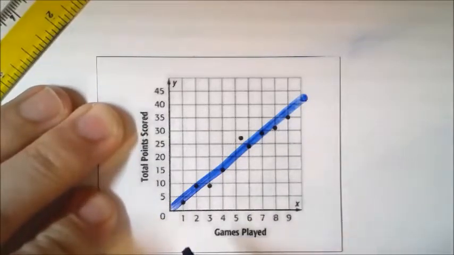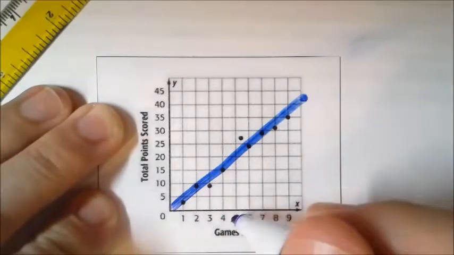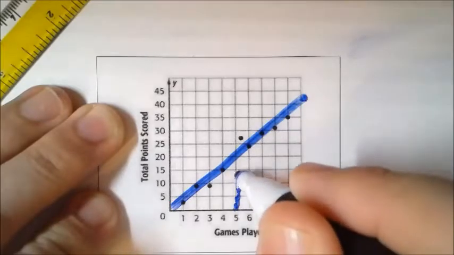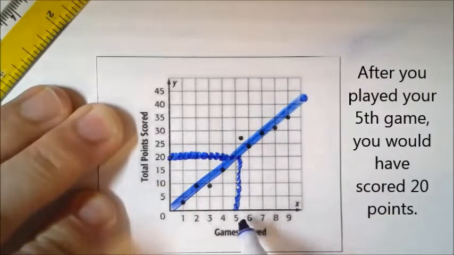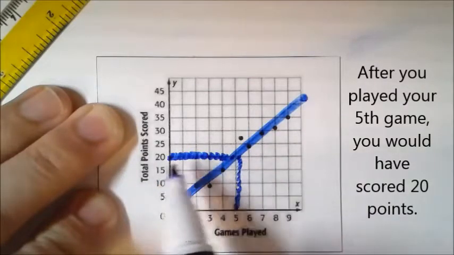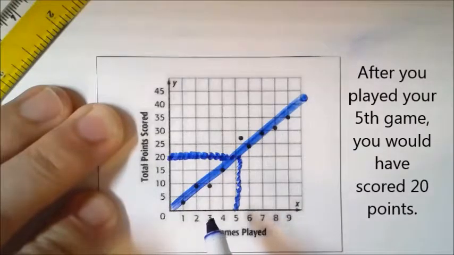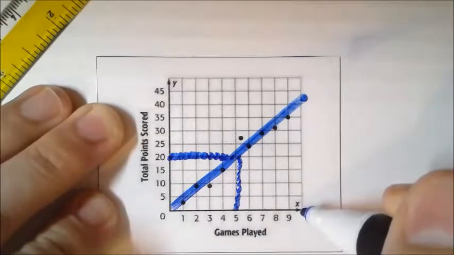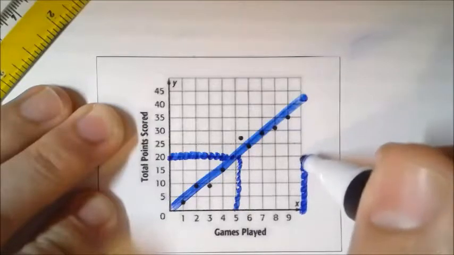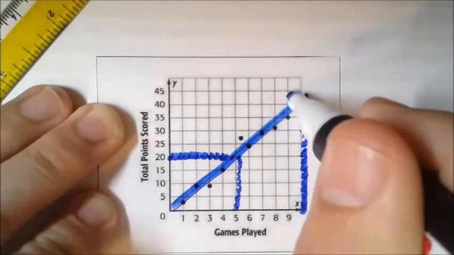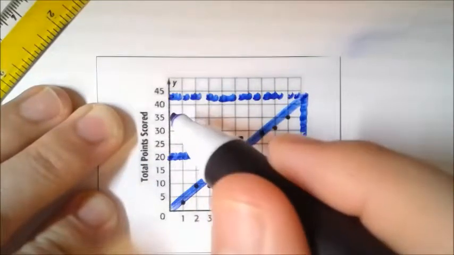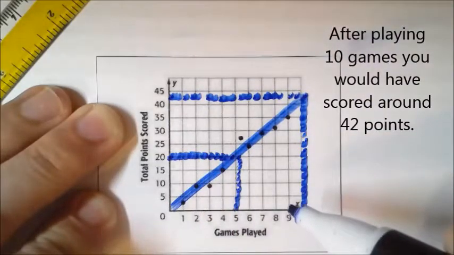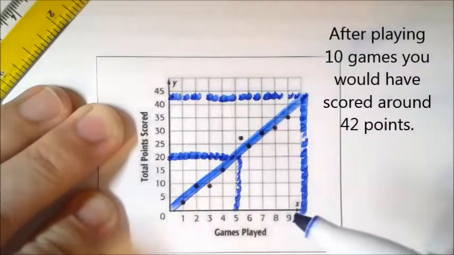If they asked how many points you would be likely to have once you played 5 games, you would go to 5 games on your x-axis, go up, and then go over to see how many points you have. If we were to play 5 games, we would likely score 20 points. If they said 10 games, we could go up until we hit the line and then all the way over. That's right in between 40 and 45, so we could say if we played 10 games, we'd have somewhere between 42 and 43 points.